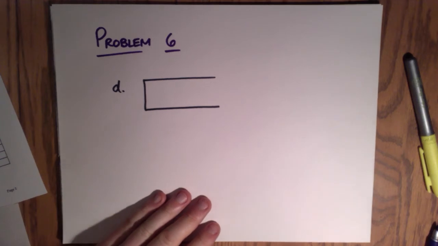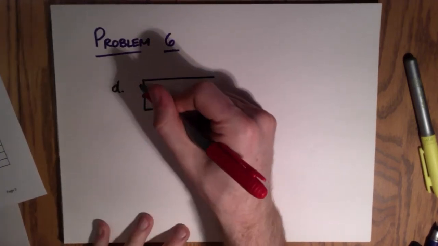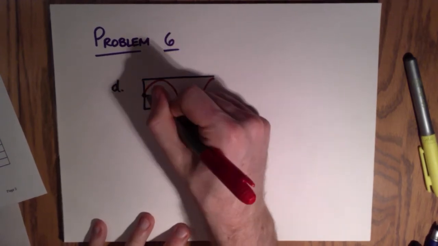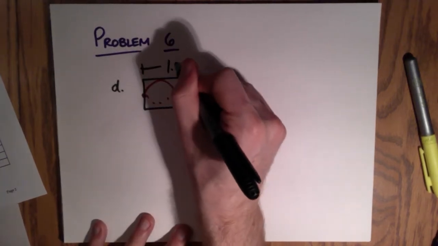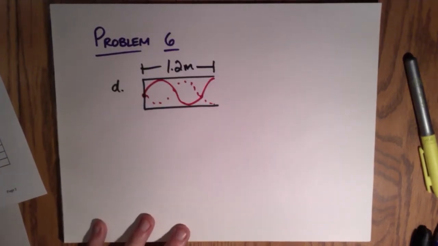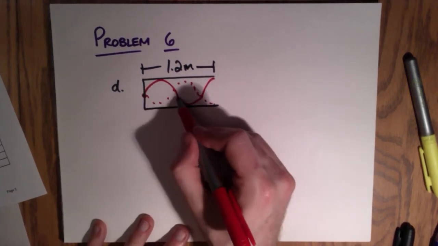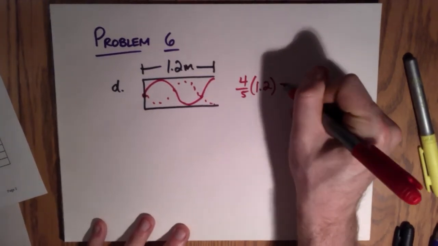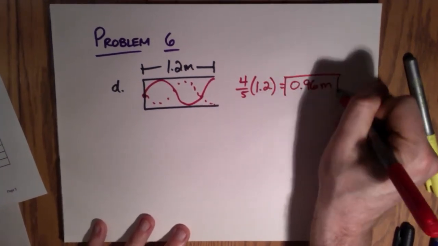If we'd like to take a look at problem D, again, drawing a picture will help us. 5th harmonic, so we need 5 quarters because it's open-closed. 1, 2, 3, 4, 5. If we complete that, we are given that this is 1.2 meters. It's in meters, we're happy. So what we need to do here is take a look. We have 1, 2, 3, 4, 5 sections, 4 quarters. So 4/5 of that total length will be one wave. So the wavelength is going to be 4/5 of 1.2, which is going to be 0.96 meters.